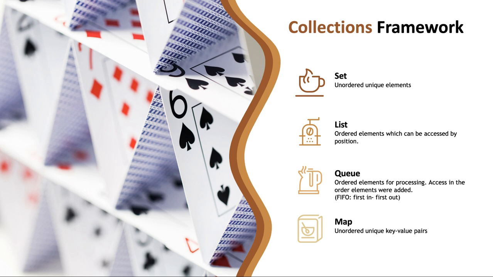And then finally, we have map. Map is not a true collection, meaning it does not inherit from the collection interface. However, it contains collection-like operations, which enable them to be used as collections. Maps are used to hold key value pairs.